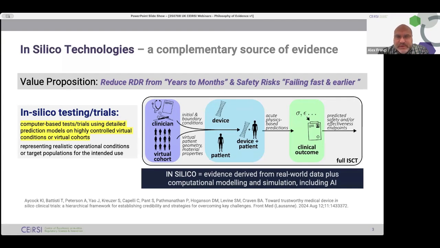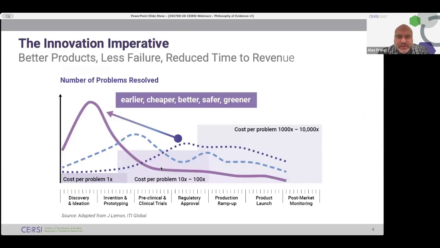And these methods are fundamentally computer-based tests or trials that use detailed prediction models in highly controlled virtual conditions or virtual cohorts. And the idea is that by doing so, at very early phases in the life cycle of our medical product, we can test it at the conditions that are typically of later stage studies.